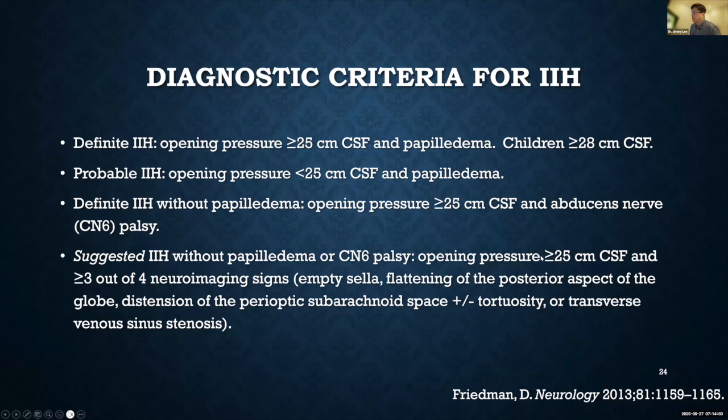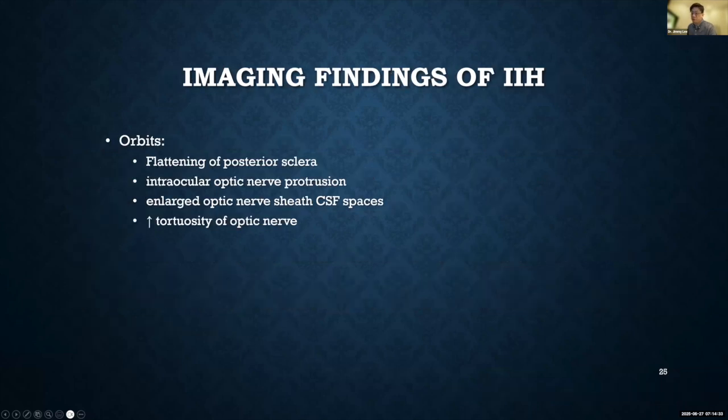What you do have is elevated opening pressure, and 3 out of the 4 neuroimaging findings here. So empty sella, flattening of the posterior globes, distension of the optic nerve sheath CSF, with or without tortuosity of the optic nerve, or stenosis of the transverse sinus. Okay, so imaging plays a role here in these cases where there's high elevated opening pressure, but no papilledema or cranial nerve 6 palsy. So here we go through the imaging findings typical of IIH.